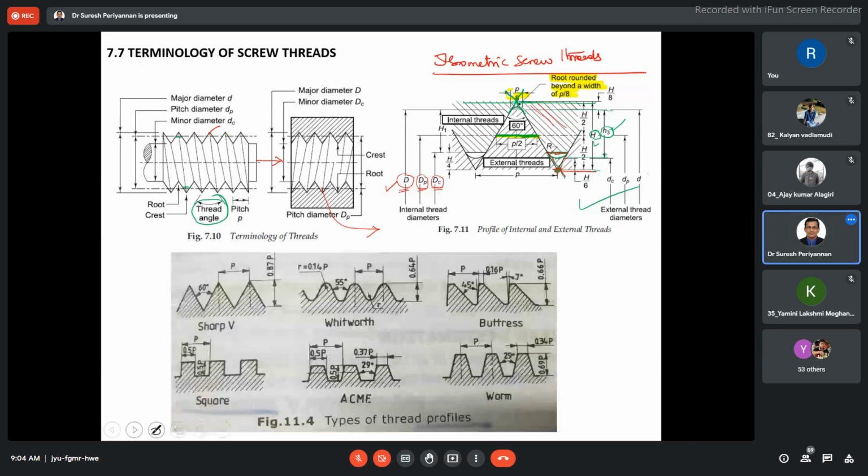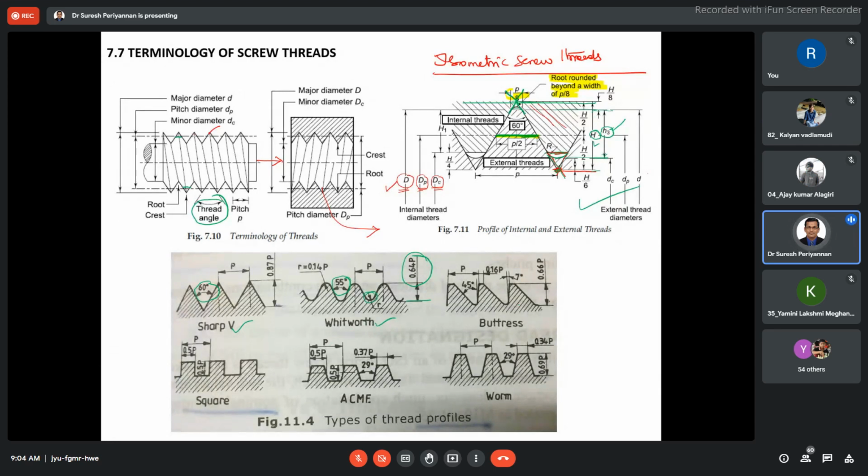Now, there are different thread profiles you can see here. This is the sharp threads. This is the ISO metric thread with a 60-degree angle. This is the Whitworth V thread. Here, 55-degree angle. See here, this is the height, whatever we discussed, 0.64 p, pitch. And this is our fillet radius for the threads to avoid the stress concentration.